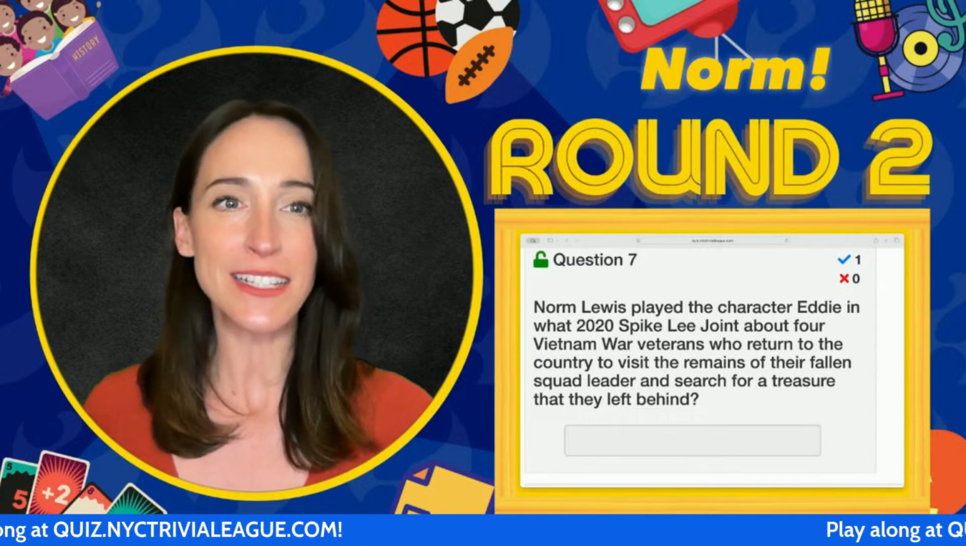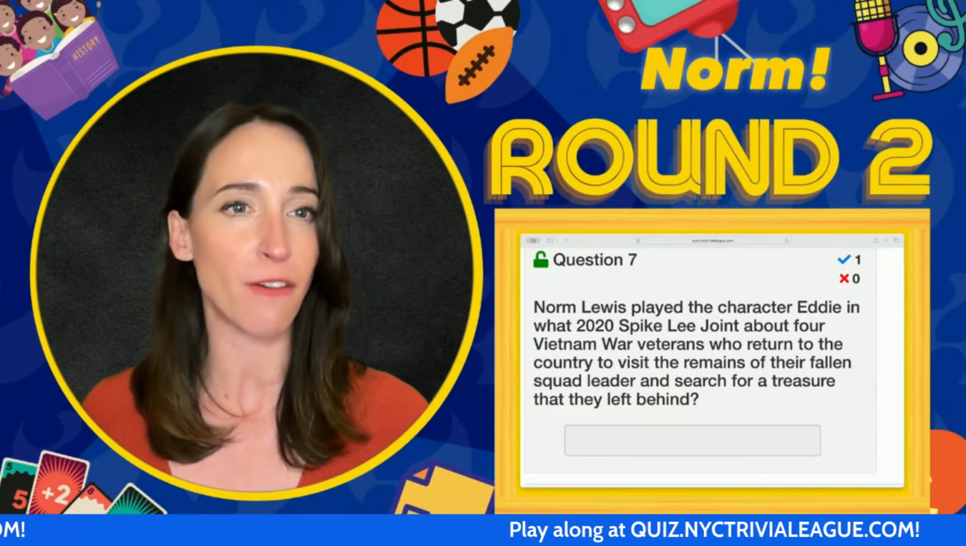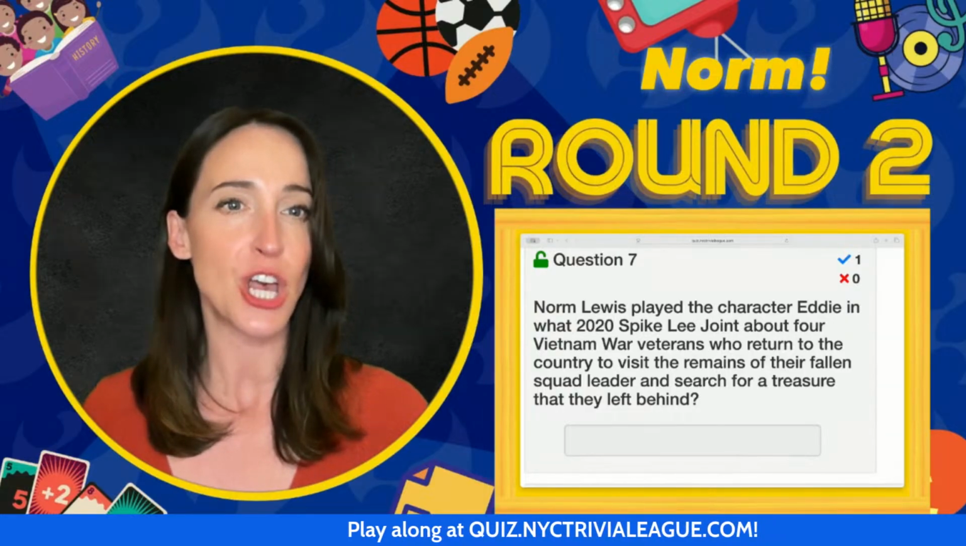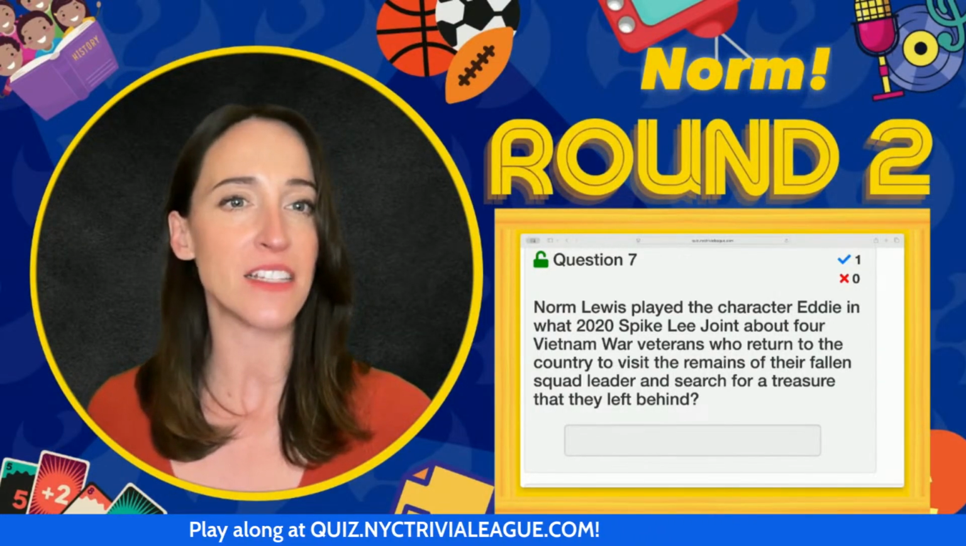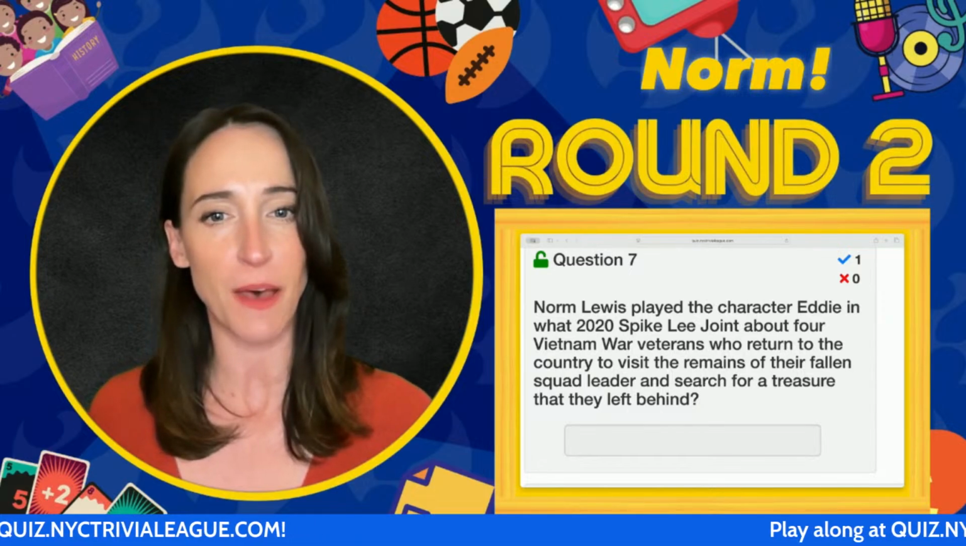Norm Lewis played the character Eddie in what 2020 Spike Lee joint about 4 Vietnam War veterans who returned to the country to visit the remains of their fallen squad leader and search for a treasure that they left behind?